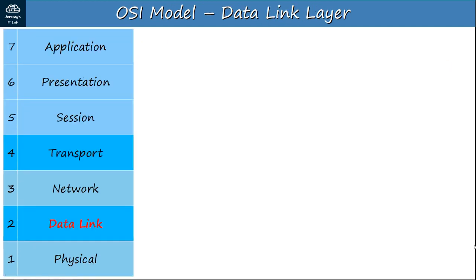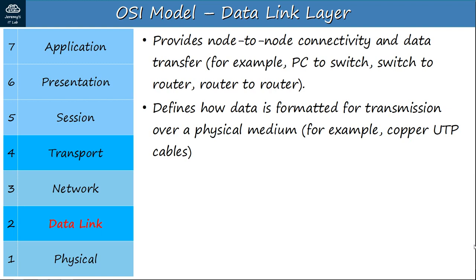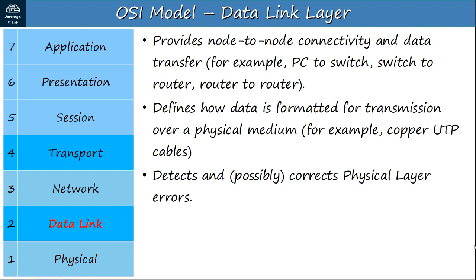Layer 2 of the OSI model is the data link layer. The data link layer provides node-to-node connectivity and data transfer. For example, direct connections between a PC and a switch, or a switch and a router, or a router and a router. Because Layer 2 is adjacent to Layer 1, the physical layer, it also defines how data is formatted for transmission over a physical medium, like copper UTP cables. Layer 2 also detects and possibly corrects errors that occur on the physical layer.